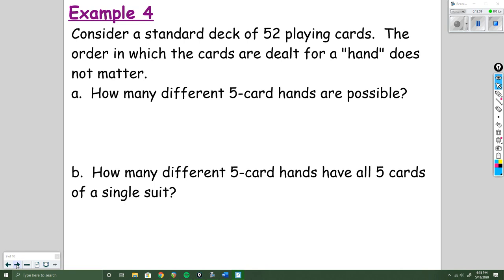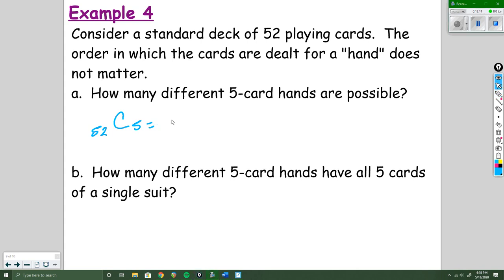So in example 4, let's consider a standard deck of 52 playing cards. The order in which the cards are dealt for a hand does not matter. Okay, we want to figure out how many different 5-card hands are possible. So if order doesn't matter, we're talking about a combination. And we have 52 cards to choose from, but we're only choosing 5. So that would be 52C5. And for that, we're going to get a pretty big number.